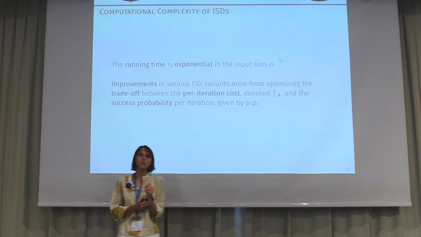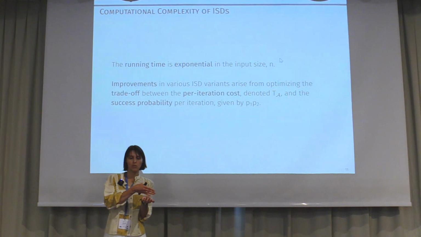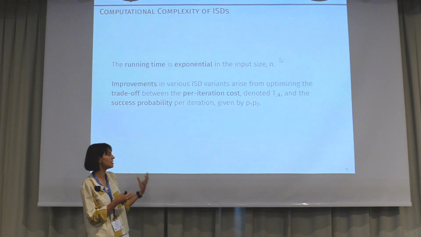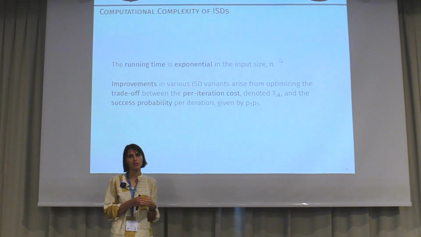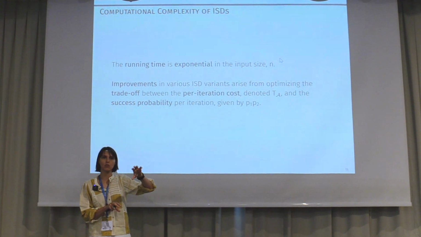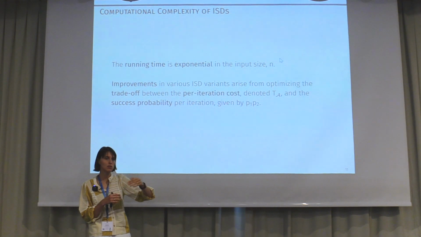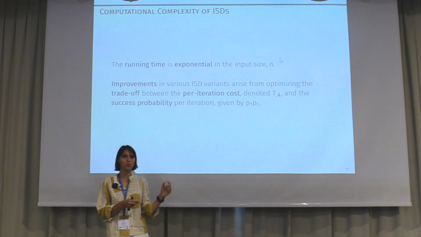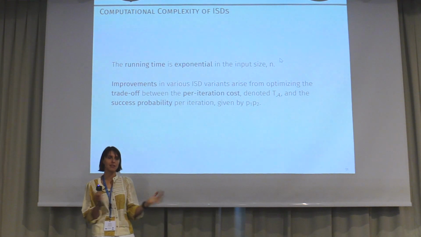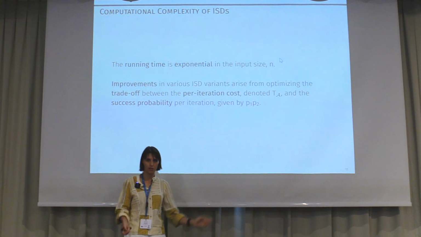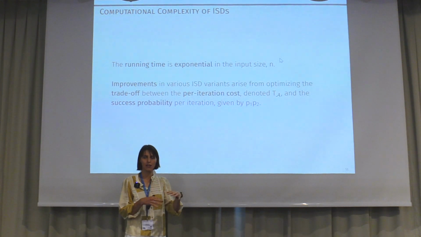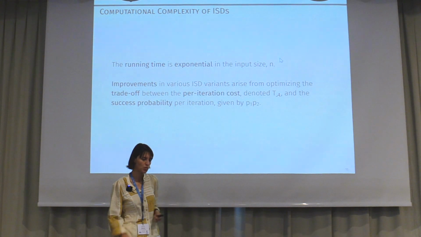And as I said, I'm going to describe the evolution of these ISD algorithms, but what these improvements focus on is actually balancing the trade-off between the cost of one iteration and the probability of success in one iteration. So when you balance out these two things, ideally you would obtain that the cost of one iteration is exactly the same as the probability. In this case, you have constant time. It's not going to happen, but the closer you can get in this trade-off, the better the algorithm.